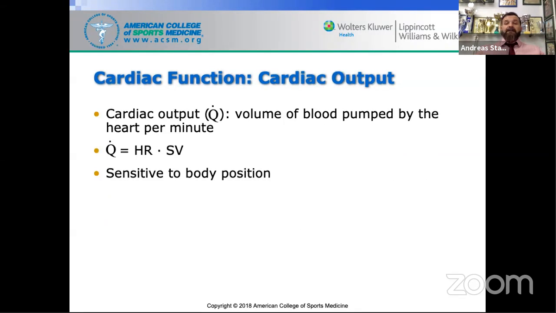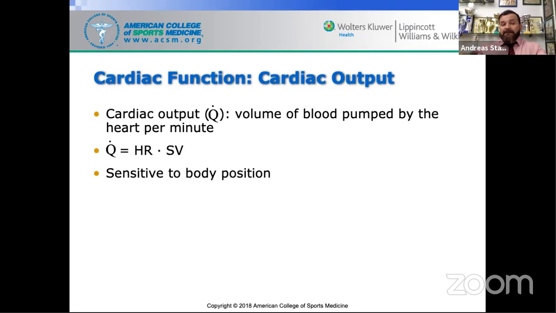And then we have cardiac output, Q. Q is the product of heart rate, which is the beats per minute, times the stroke volume, which is the amount of blood coming out of the heart in a single contraction. So we'll multiply this, the amount of blood in a single contraction, by the number of contractions per minute, and you get the amount of blood you push out of your heart per minute.